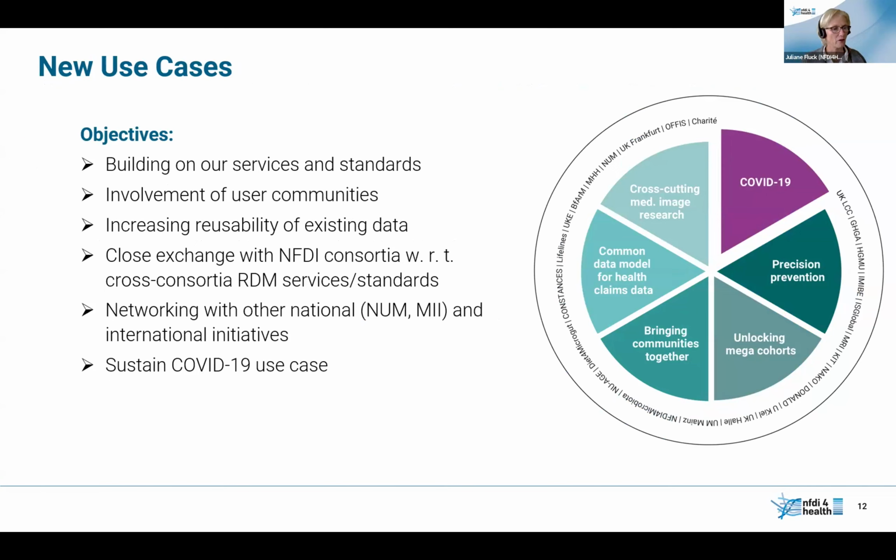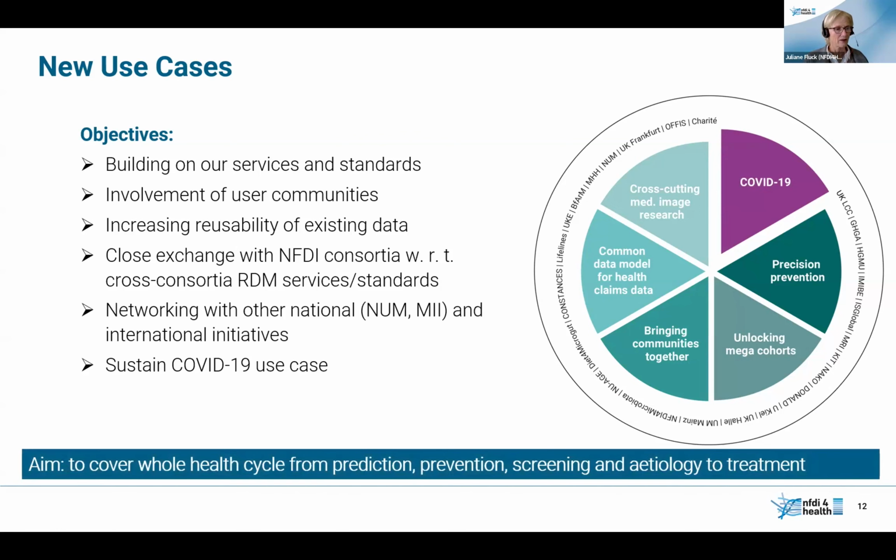In the area of use cases, we build on our services and standards, and we'll try to involve our user communities further, and exchange also with other NFDI consortia, especially in terms of genomic data and cohort data, how that will be worked out and how we work together. But also networking with other national and international initiatives. We started NFDI4Health with a COVID-19 use case, and that will be supported further. Our aim there is to cover the whole health cycle from prediction, prevention, screening, and etiology to treatment.